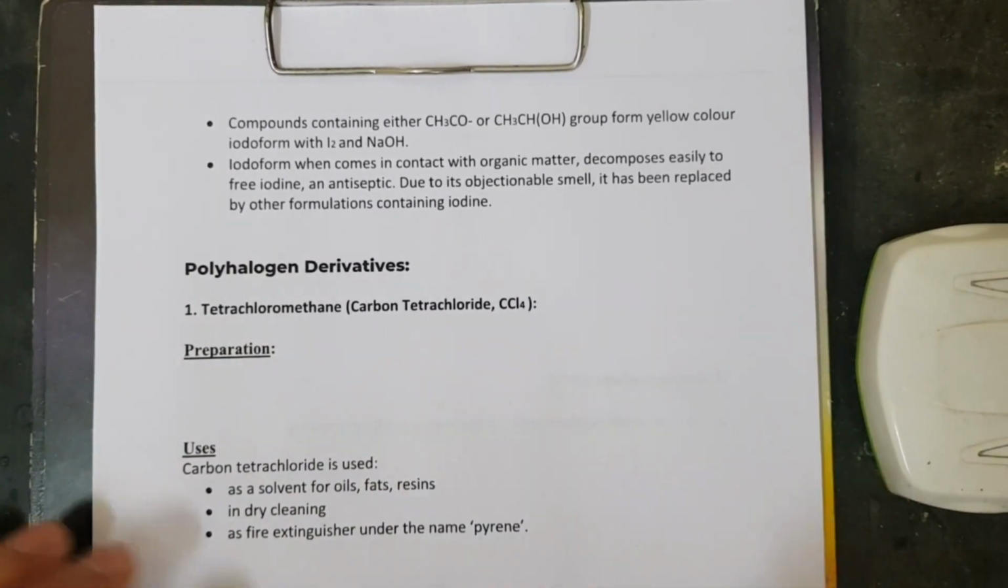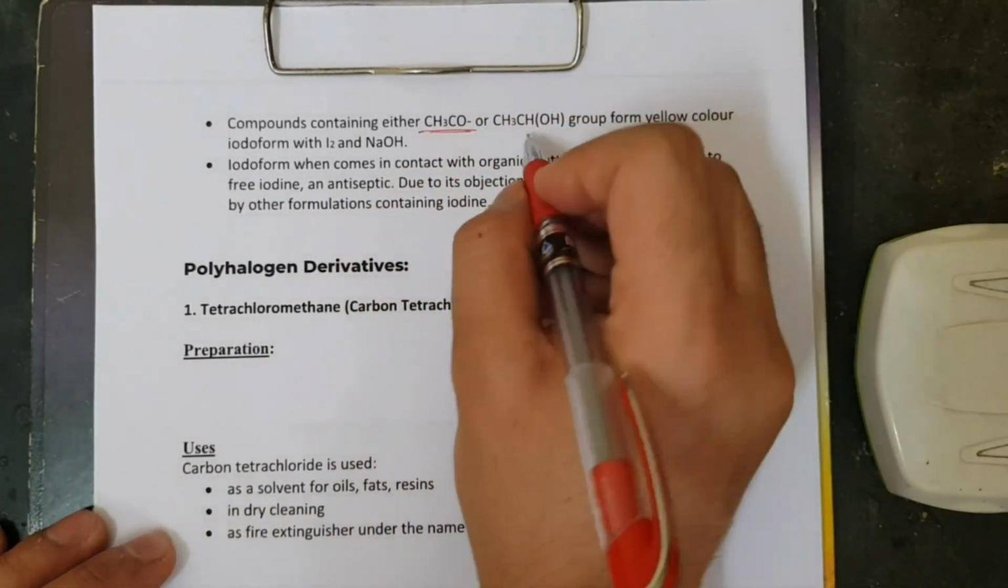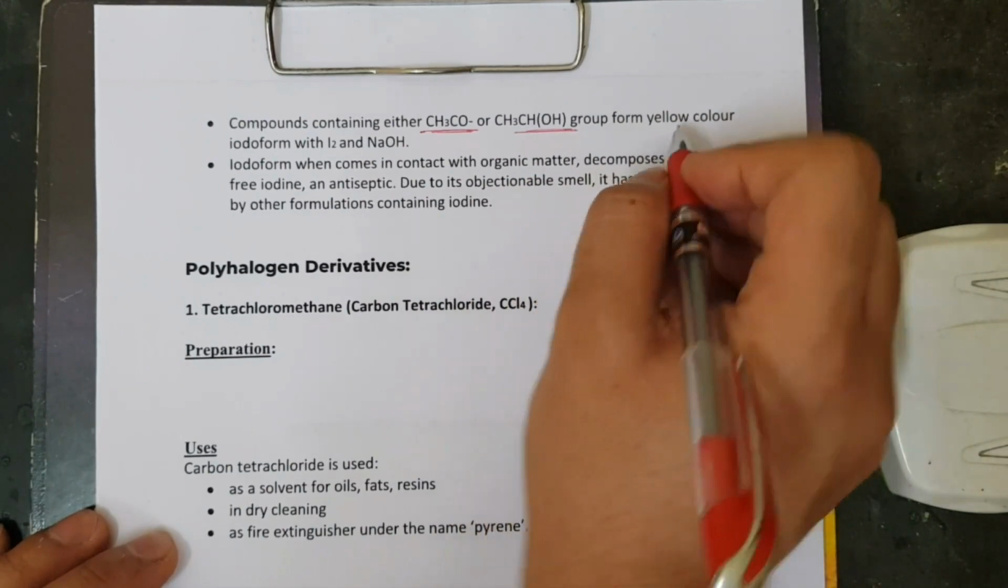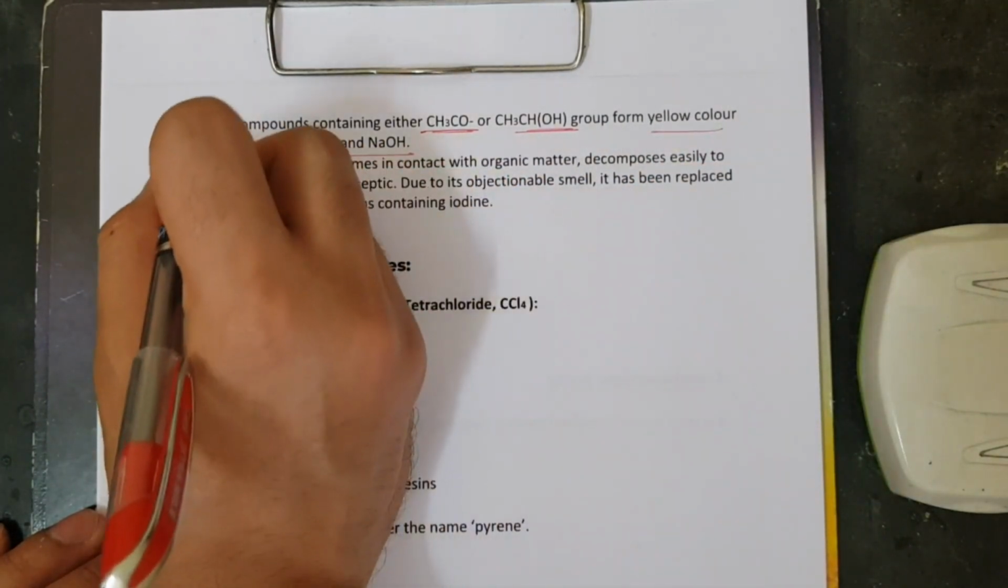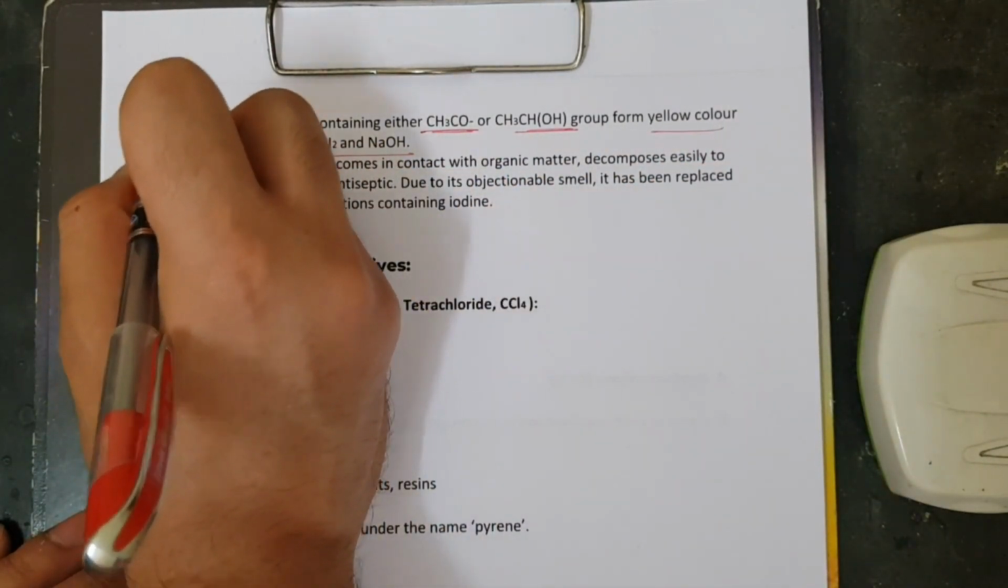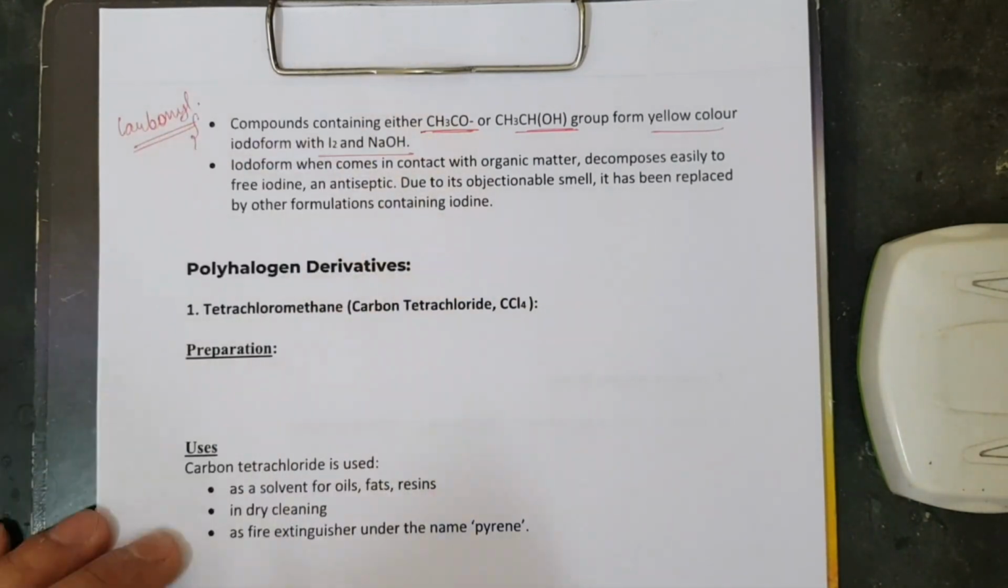Now the compounds which either contain CH3 C double bond O, or this particular CH3CH(OH) group, form a yellow color with I2 and NaOH. This would be dealt with in the carbonyl compounds. Okay, so you can wait for it.